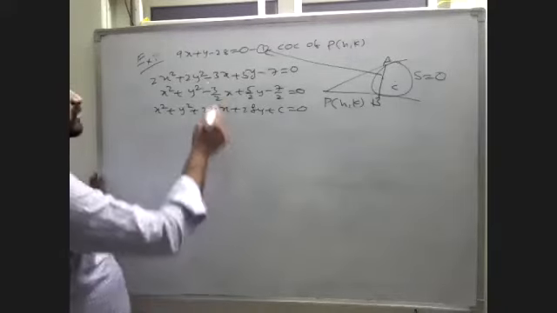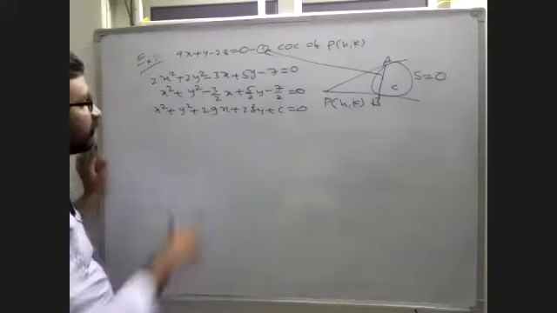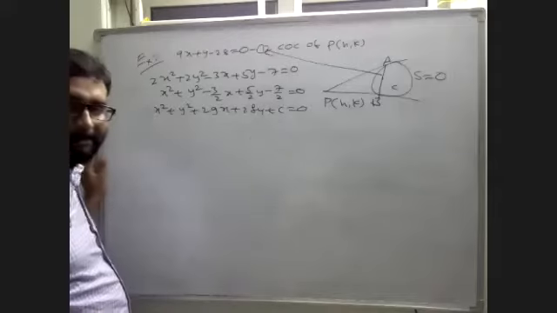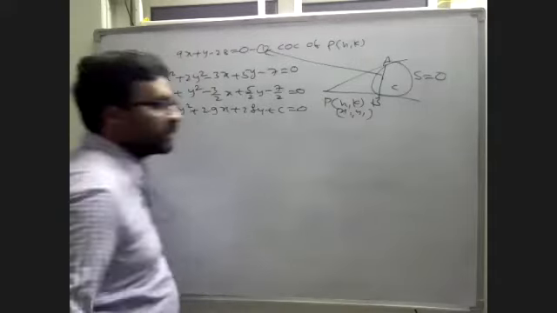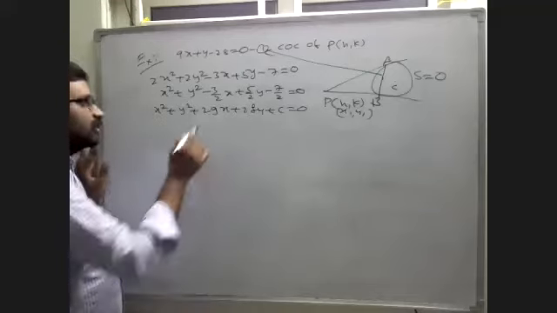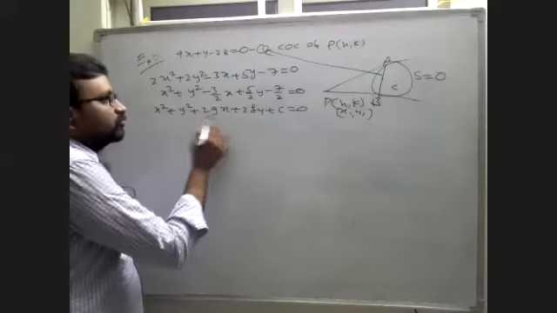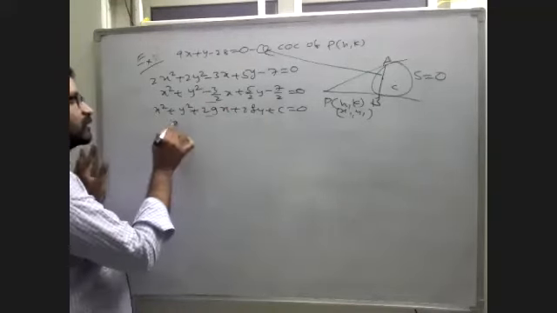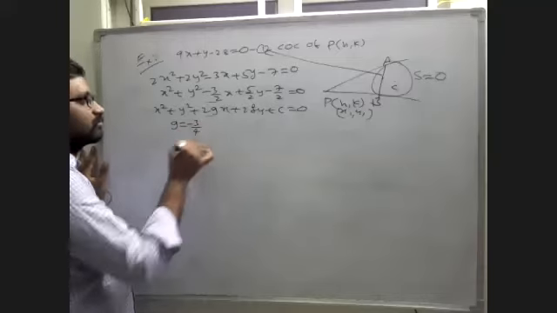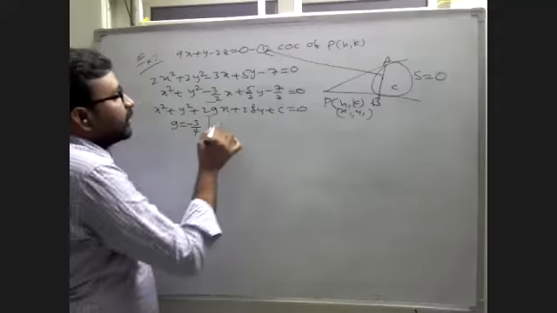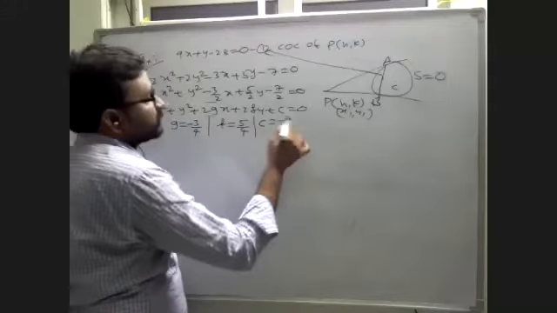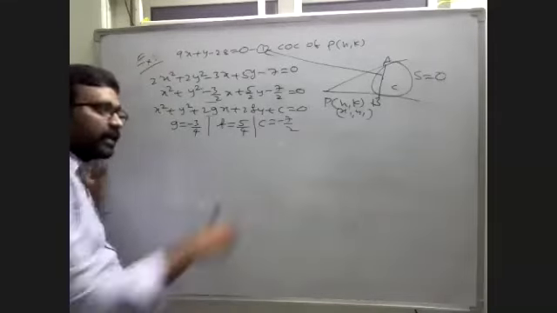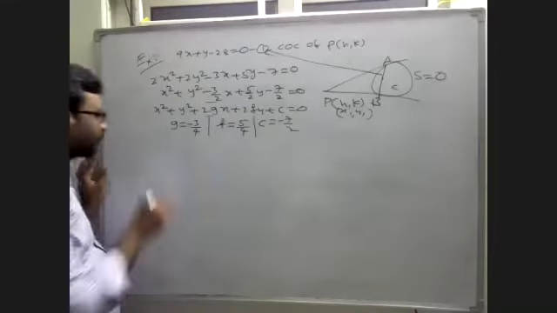Now comparing with this circle, you will get the values of g, f, c. And the point x1, y1 is given, which is h comma k. Comparing these two, 2g is equal to minus 3 by 2, then g is equal to minus 3 by 4. And f is equal to 5 by 4, and c is equal to minus 7 by 2. And x1, y1 is h comma k.